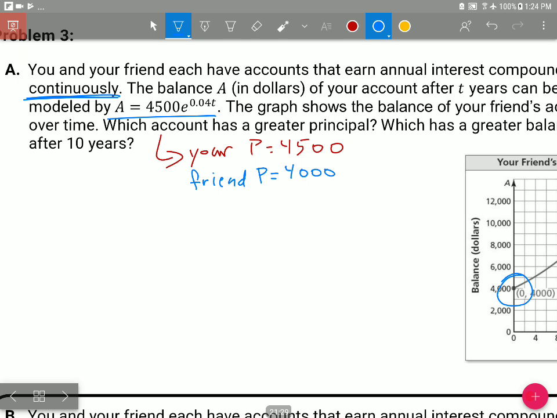So who's starting with more, you or your friend? You! You start with more. Why? You would think I never got through kindergarten with the way I write.